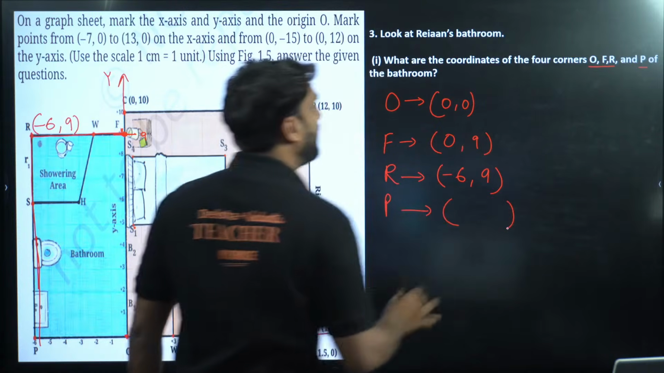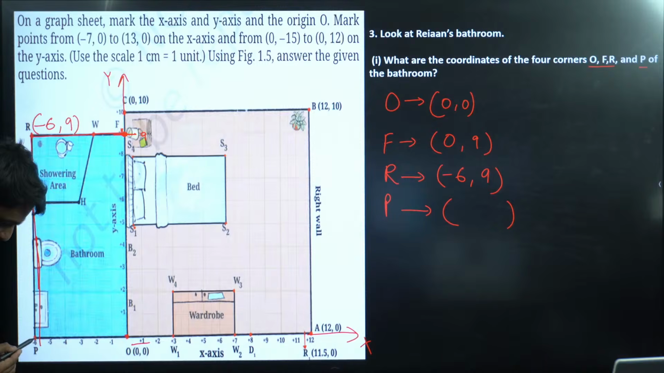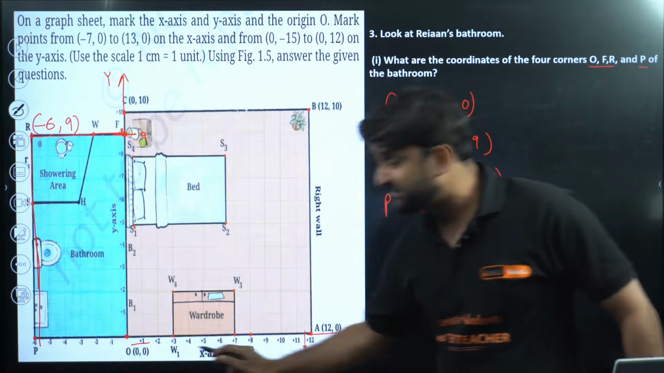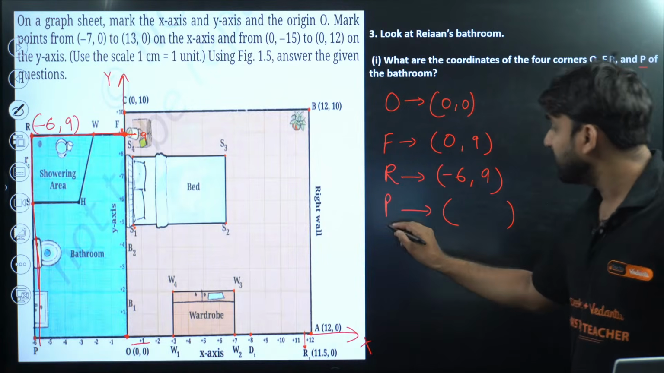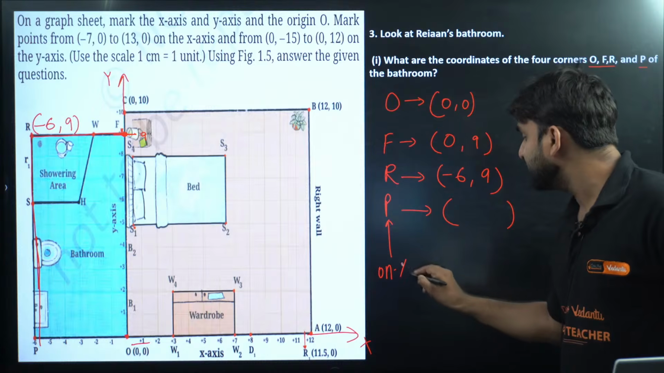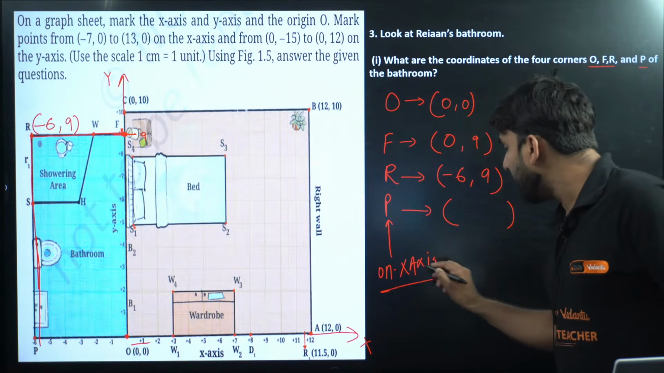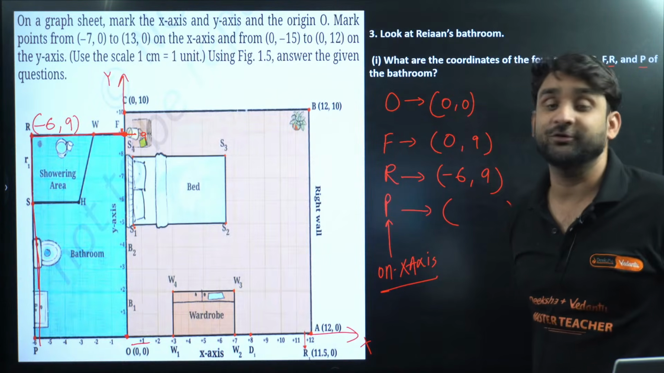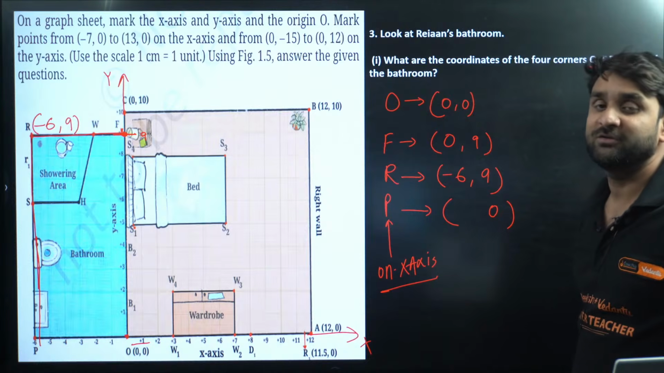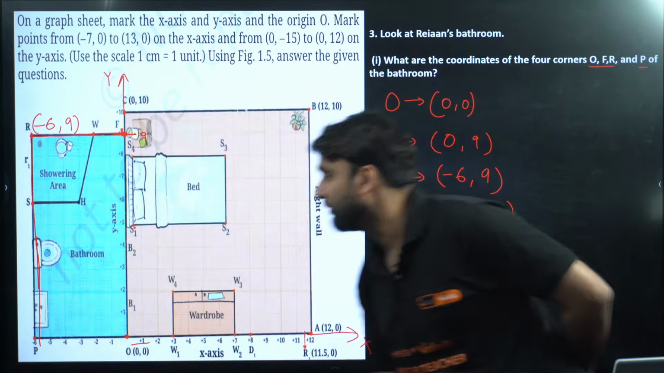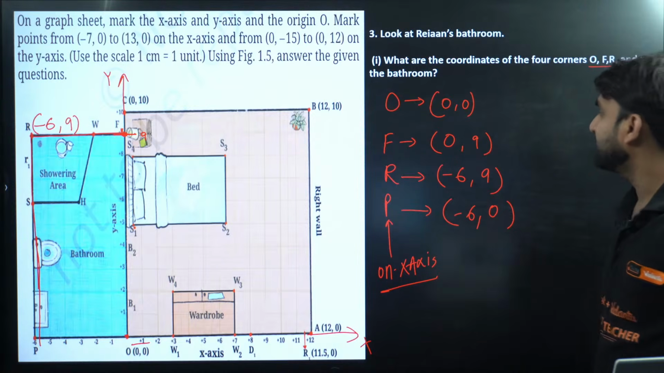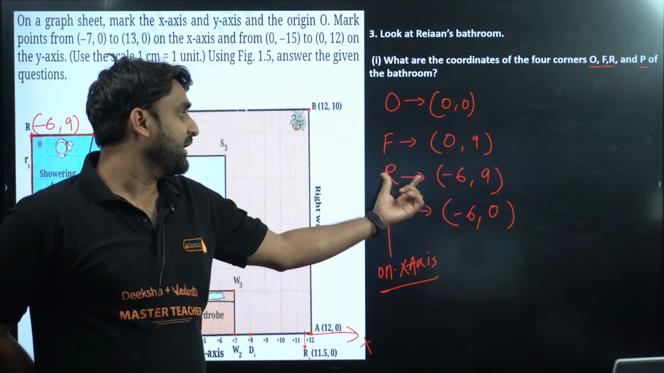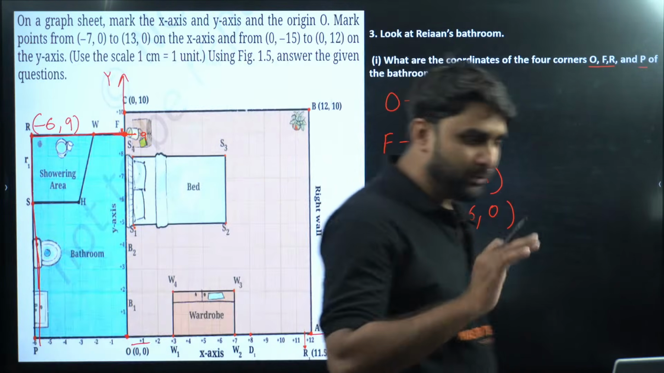Now moving to point P. So the coordinate of point P will be what? Where is P? This is P here. Now champion, can you see here? The point P is on x-axis, and we all know if the point P is on x-axis, the y coordinate will become 0. So it is confirmed that the y coordinate will be 0. And what is x coordinate of P? This is already minus 6. So this will be minus 6, 0. This is the answer: coordinate O, coordinate F, coordinate R, and coordinate P. I hope this is clear to you all.